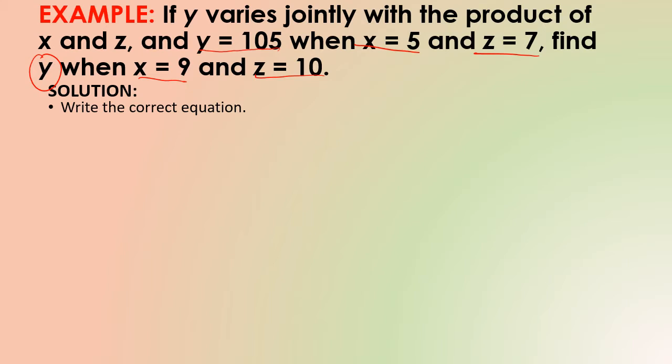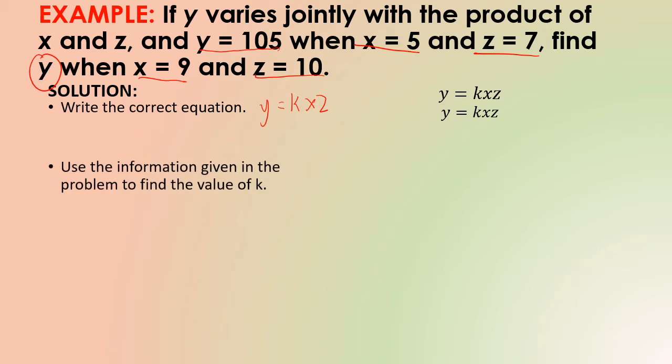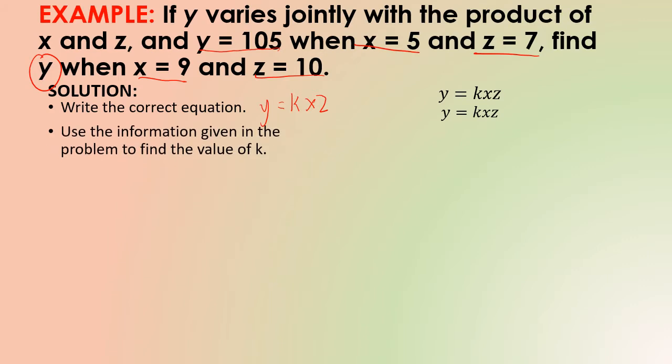So gagawin natin, rewrite natin yung equation. If y varies jointly, so k, with the product of x and z. So, yan na yung ating magiging equation where k is constant. Okay, so step number 2, tama tayo. So, step number 2, use the information given in the problem to find the value of k. Yung mga information kanina na in-underline natin, yan ay gagamitin natin. So, ang hinahanap ngayon ay k.